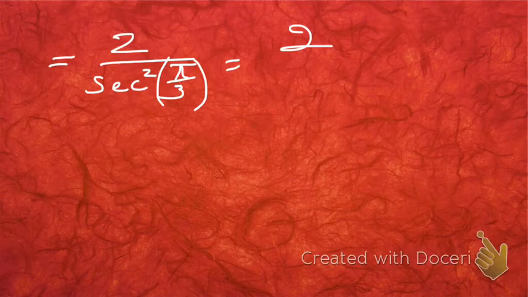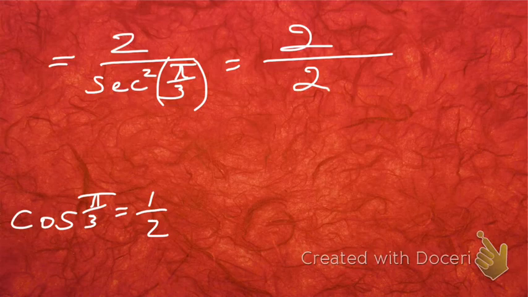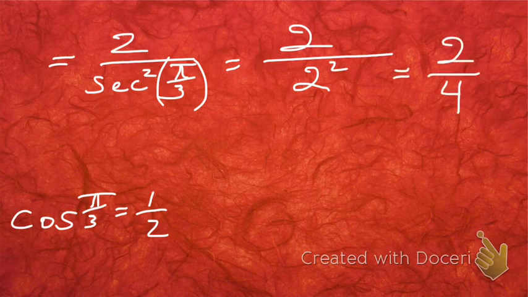Well, what is the secant of 1/3 of a pi? That's the same as the reciprocal of cosine of 1/3 of a pi. Cosine of 1/3 pi is that x value on the unit circle. It is 1/2. And if cosine of 1/3 pi is 1/2, that means that the secant is 2. But it's not just the secant. We're talking the secant squared. So that's 2 squared. We end up with 2 divided by 4.